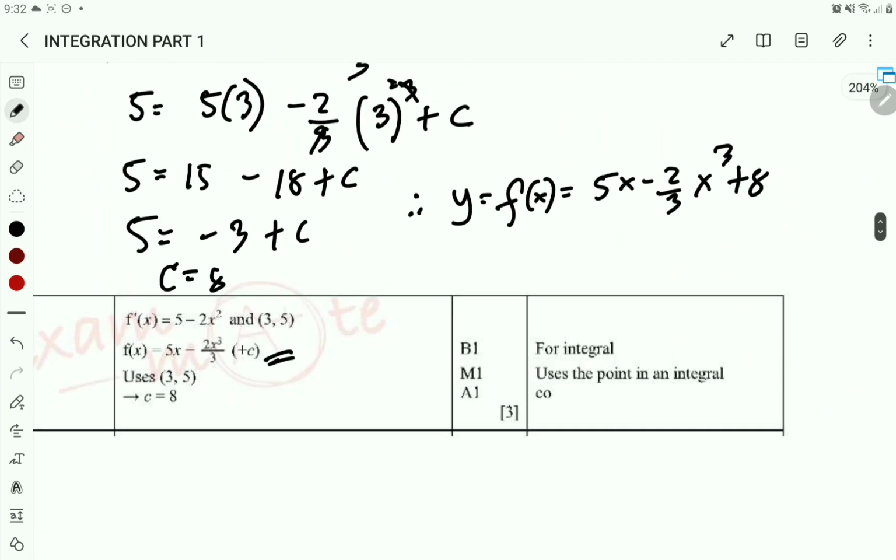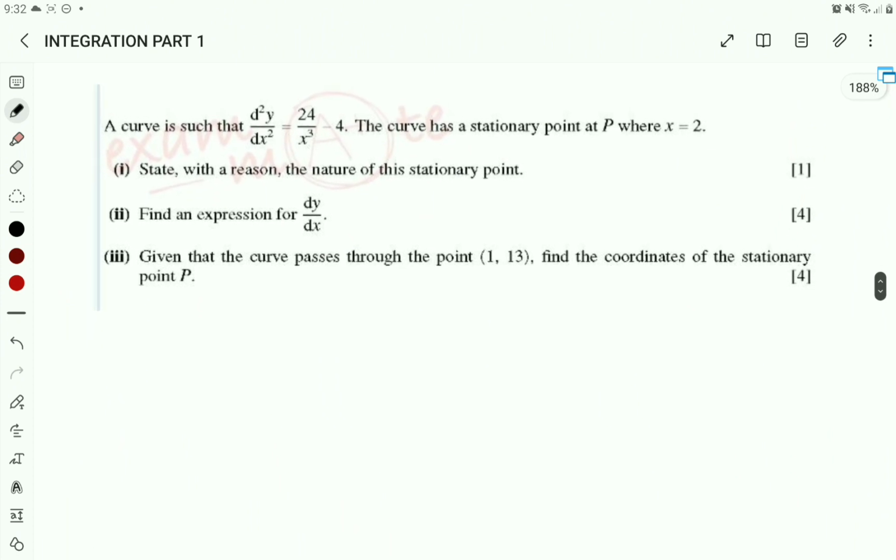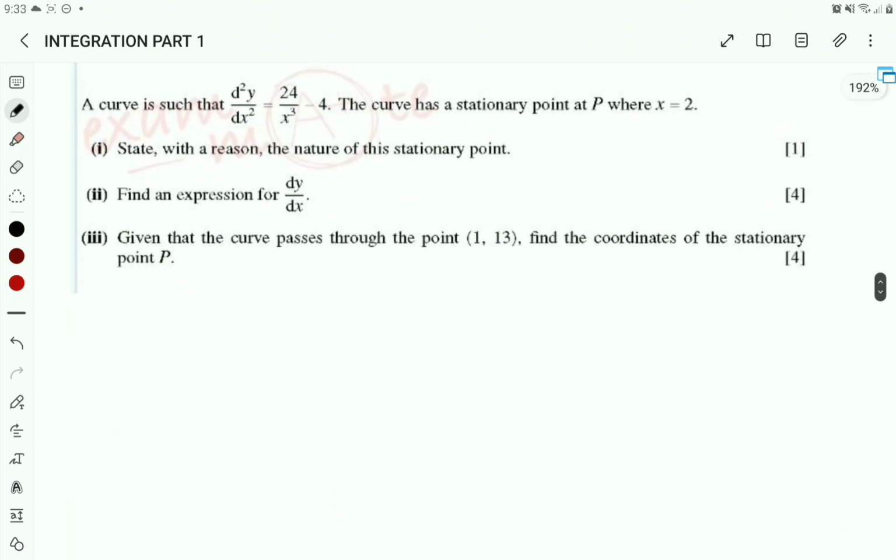Yes. Okay, that's it. So now let's proceed to the next example. How many more minutes do we have here? We have 6 minutes here, so let's continue.